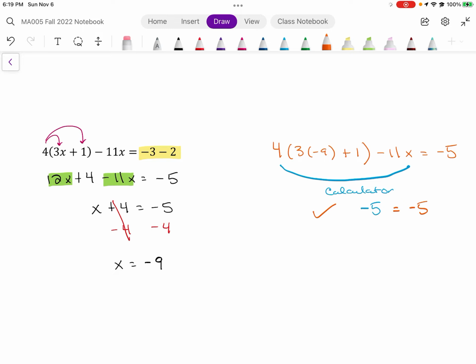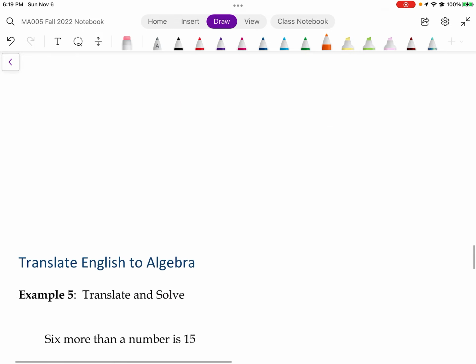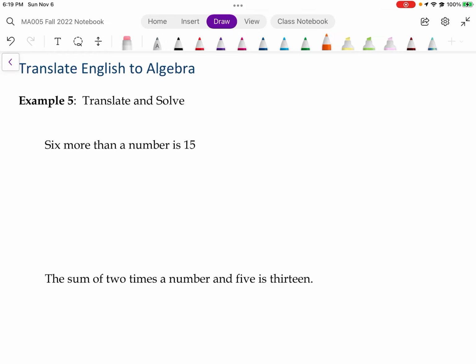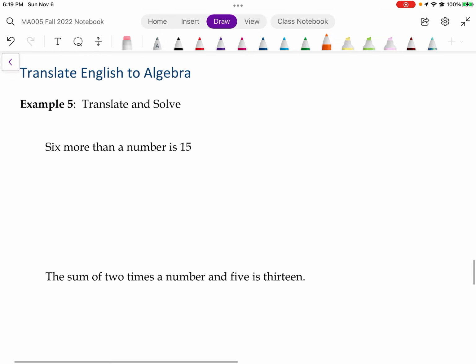All right, just a couple more. So translating English to algebra. Translate and solve these. I'll do the first one with you. Actually, why don't you try these on your own before you listen to me?